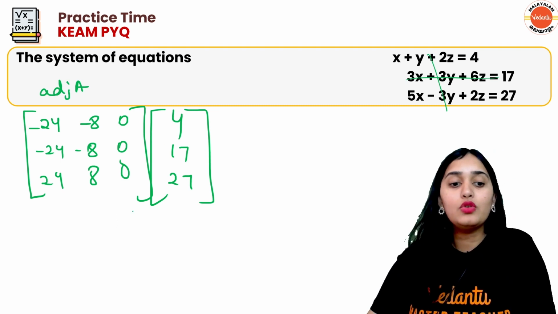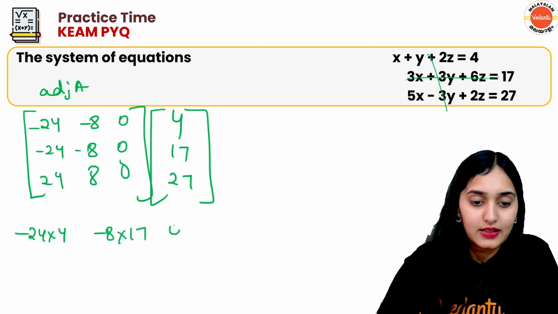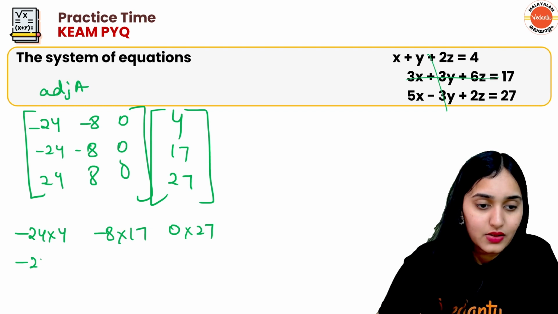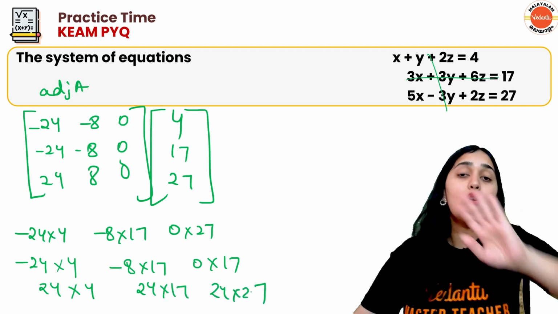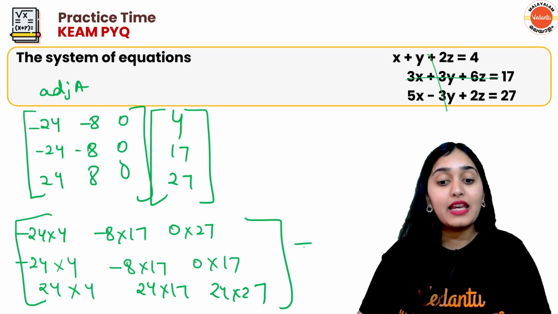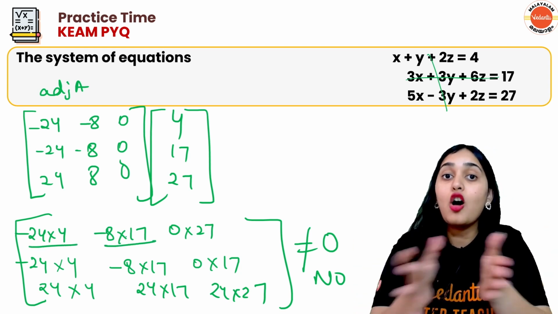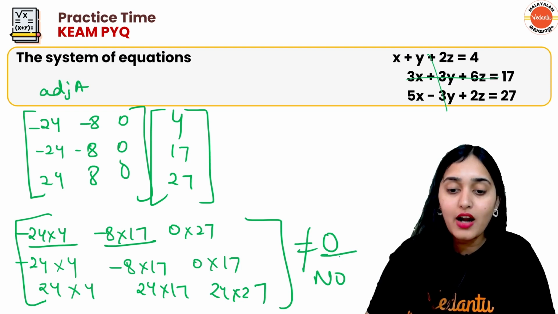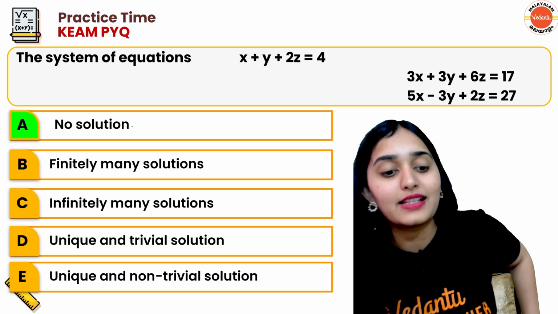So what do you get? When you do the multiplication, you get minus 24 into 4, then minus 8 into 17, then 0 into 27. Then 24 into 4, 24 into 17, 24 into 27. Now you don't need to multiply; you just need to check, is it equal to 0? No, it is not equal to 0, because this will have some value. It is not adding up to 0, it is adding up to a negative value. So this is not 0. And you remember, if adjoint of A into B is not equal to 0, it implies that it has no solution. So the answer is it has no solution.